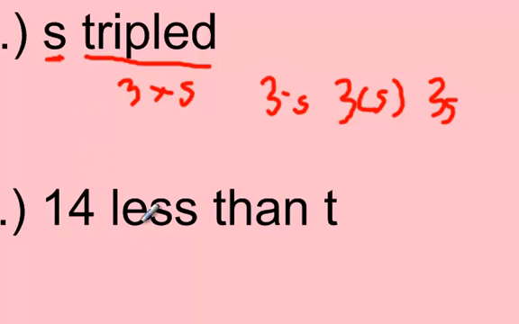The next one is 14 less than t. And remember I said less than. That would mean something different. So we're going to write 14. We're going to underline that. We're underlining less than. That's going to tell us the operation is subtraction, and then we're going to have t.